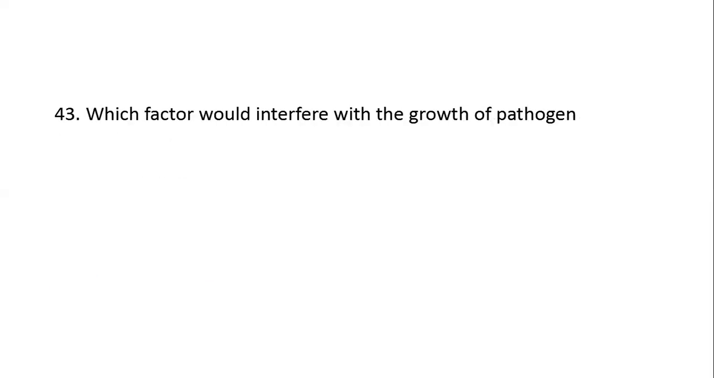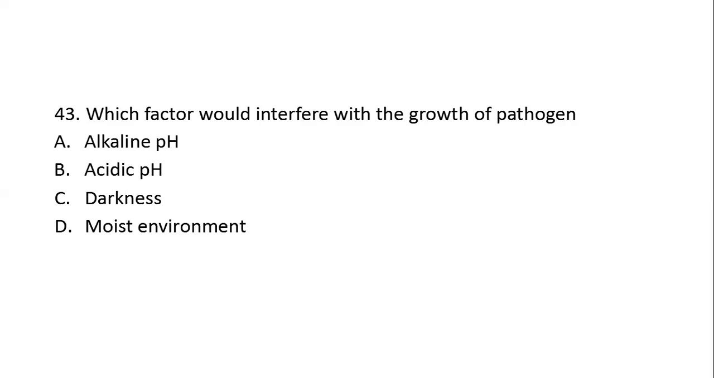Next question. Which factor would interfere with the growth of a pathogen? Option A, alkaline pH. Option B, acidic pH. Option C, darkness. And option D, moist environment. The right answer is option B, acidic pH. Acidic pH generally interferes with the growth of the pathogen. It affects the growth of the bacteria.